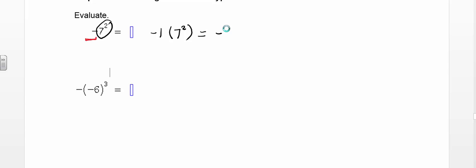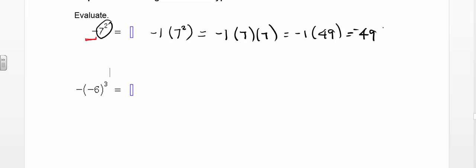So here I have -1, and this is going to be times 7, because there's no negative sign inside, times 7 again. So I have a -1 times a 49. My answer is going to be a -49. Equals a -49.